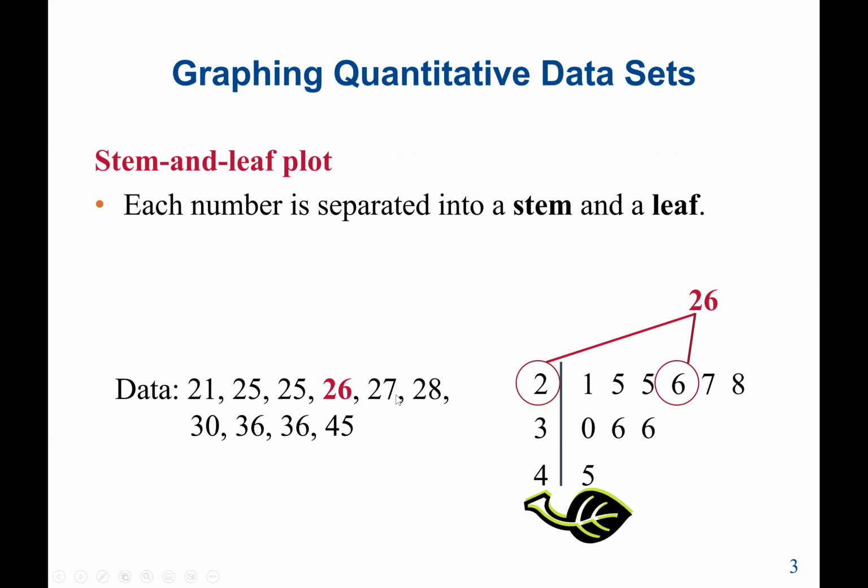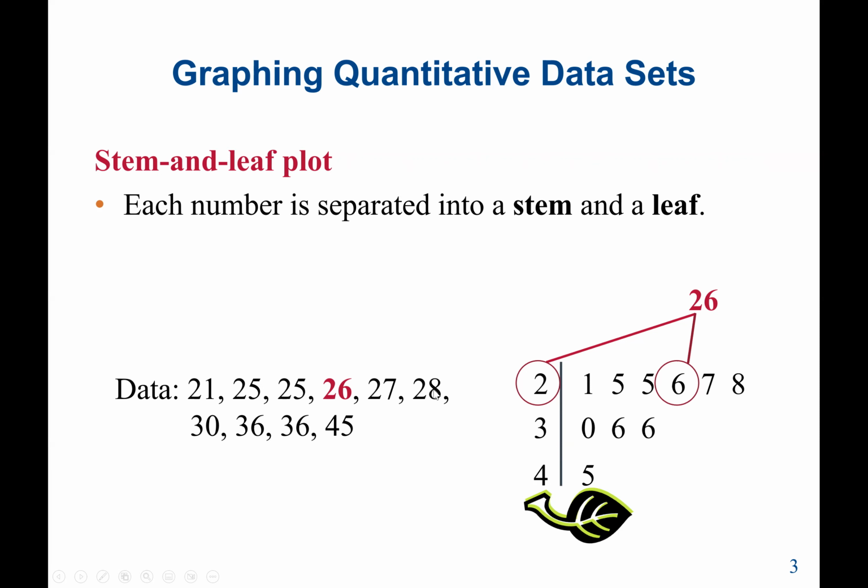So when we look at the data set here, the lowest value is 21, the highest value is 45. So we can have a stem to be 2, 3, 4. Then we have 1, 5, 5, 6, 7, 8, which will be on the 2. So 1 here means we have 21, we have 25, another 25, we have 26. So again, the stem will be the leading digit, and the leaves are the last digits.